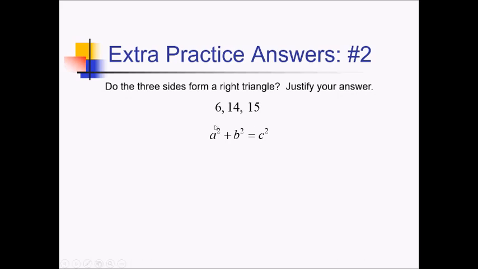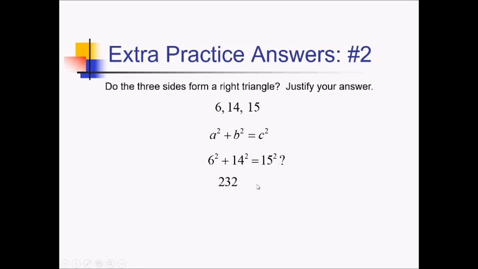So we've got either 6 or 14 squared, whichever one you want. I'm going to go with 6 for a. So 6 squared plus 14 squared equals 15 squared, question mark, because we actually want to see if this is true or not. So let's evaluate each side. 6 squared is 36. 14 squared is 196. 36 and 196 is going to give me 232. And then 15 squared, I happen to know that that is 225.